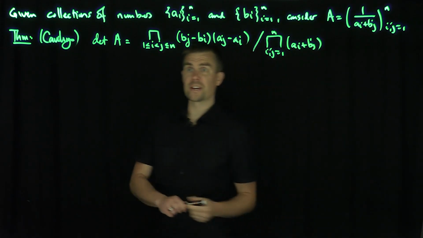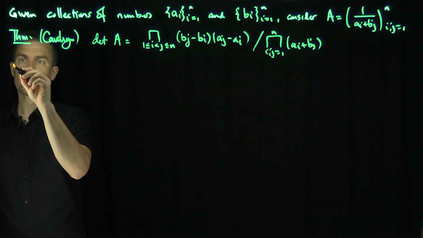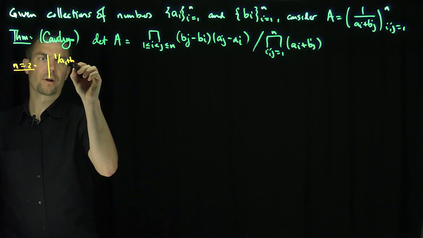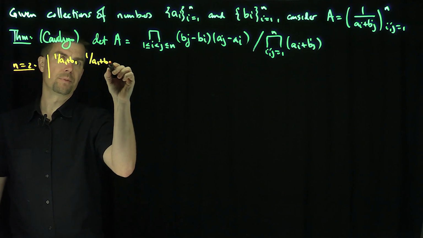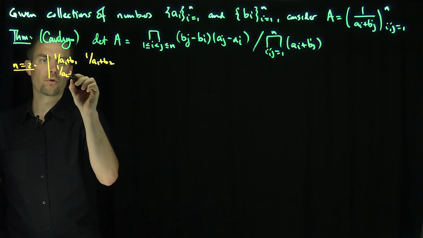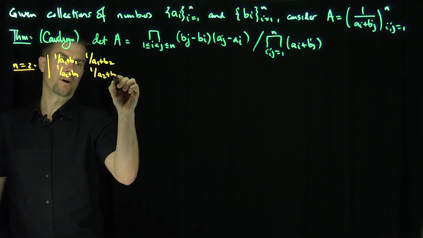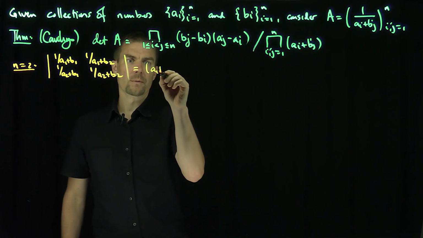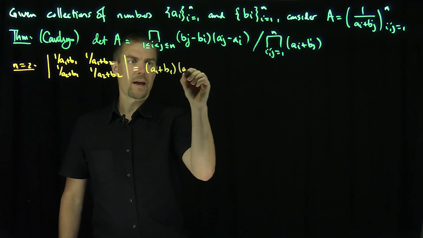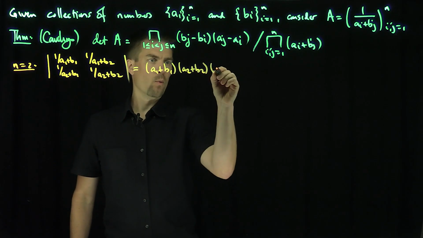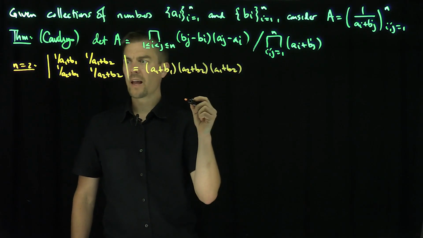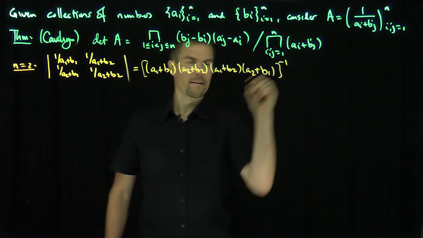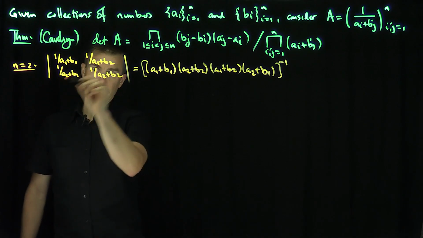So I'm first going to consider the case when n is equal to 2. We get something that's non-trivial over here. So when n is equal to 2, we have the following determinant. We have the determinant of 1 over a1 plus b1, 1 over a1 plus b2, 1 over a2 plus b1, 1 over a2 plus b2. And so, of course, the denominator has the right form. The denominator is going to be a1 plus b1, and then a2 plus b2, and then a1 plus b2, and then a2 plus b1, when I add like terms.